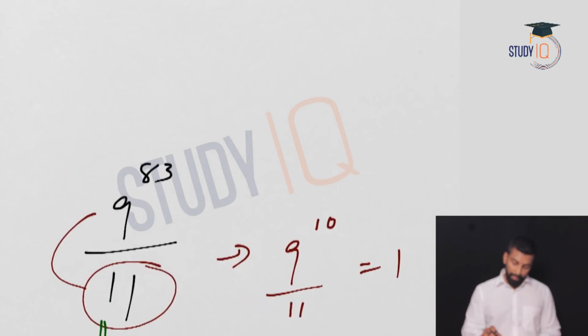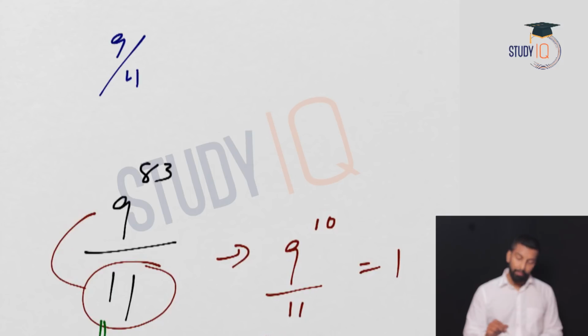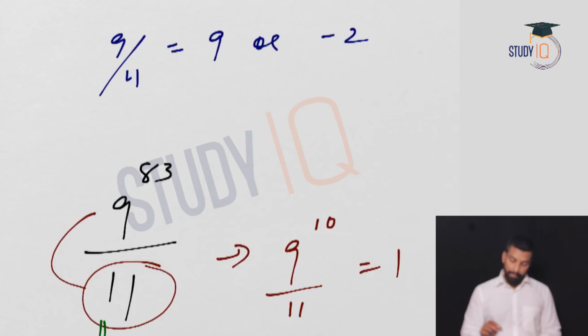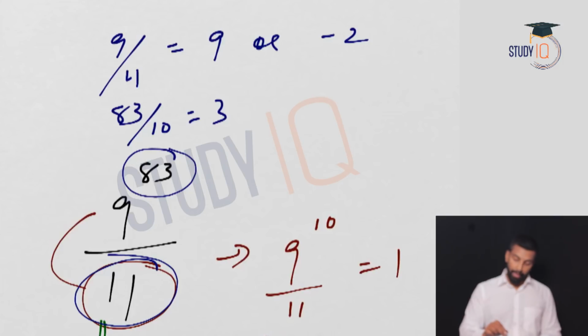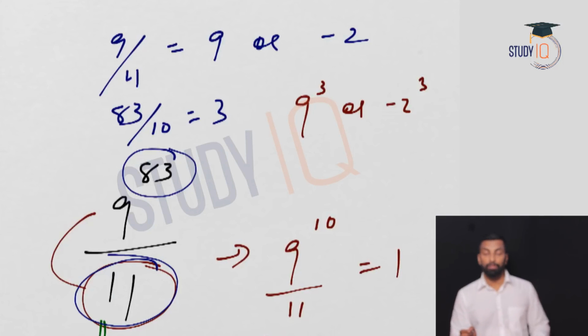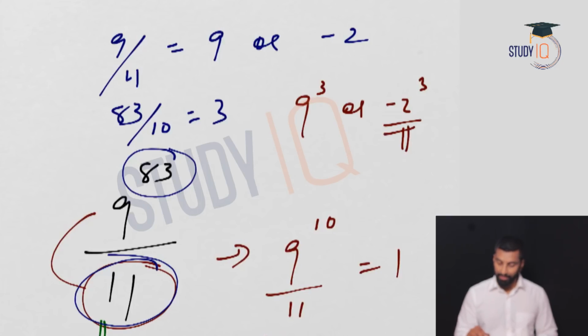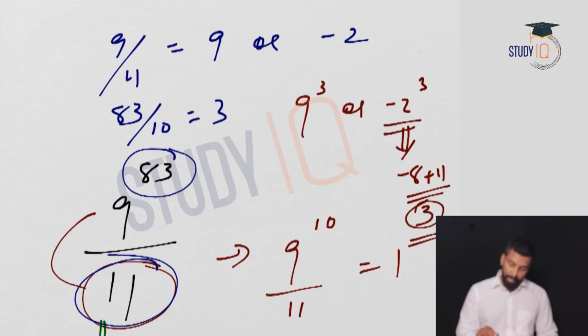Or in 2 steps, how will you solve? First, 9 by 11. What is the remainder? You can either write 9 or you can write minus 2. Second step, divide the power 83 by the Euler's number of the denominator. So 83 by 10, you get remainder 3. So your answer is either 9 raised to 3 or minus 2 raised to 3. Which one is better? Minus 2 raised to 3 is obviously better, minus 8. Since it is negative, add the denominator, you get 3 as your answer. Or you will get 729 here, and you need to again divide by 11.